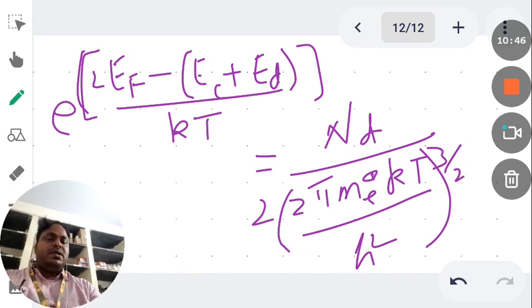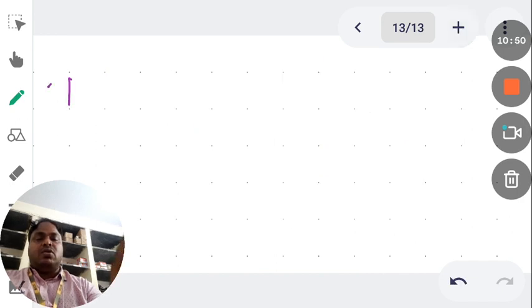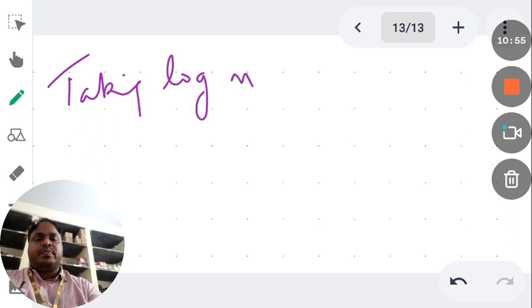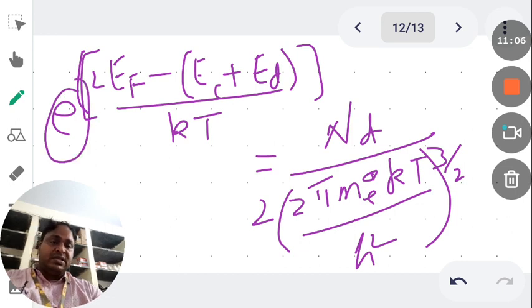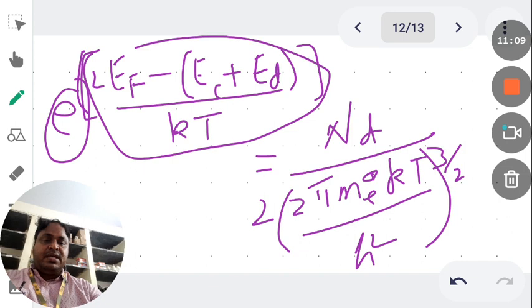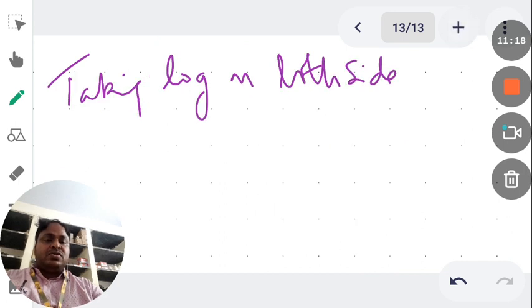Okay. Now let's take log on both sides. Taking log on both sides. So let me show the previous side. So if you take log on both sides, so left hand side we will have log into exponential will get cancelled. So only this term will be there. Okay, and right hand side log ND by 2 into 2 pi me star KT by h square power 3 by 2.